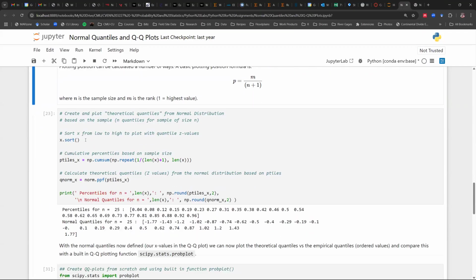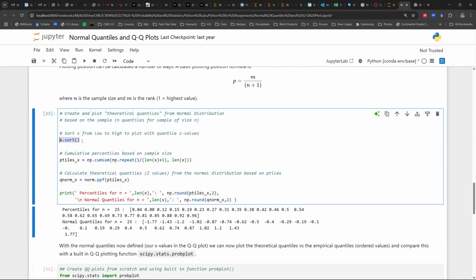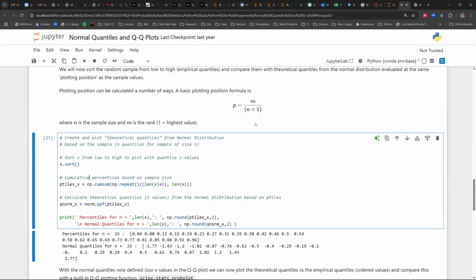So this is what that looks like. First, we're going to sort our x values from that sample. And then we're going to calculate the cumulative probability. So it's just this formula, and then we're adding it up for each number. So you can see we have 1 over n plus 1, and we are going to keep adding those values together to get cumulative probability.